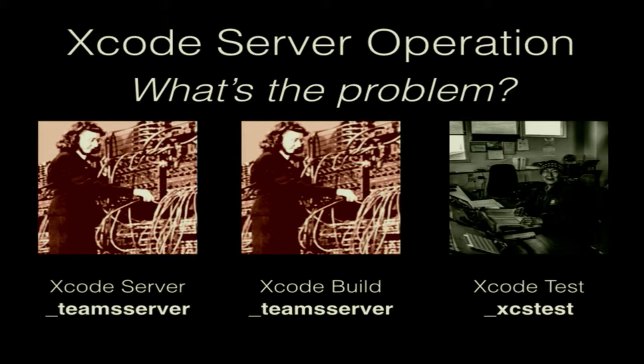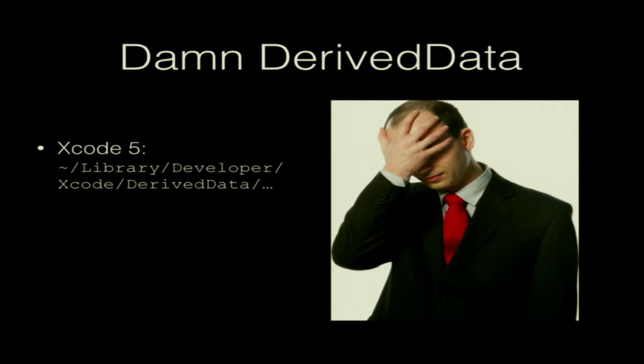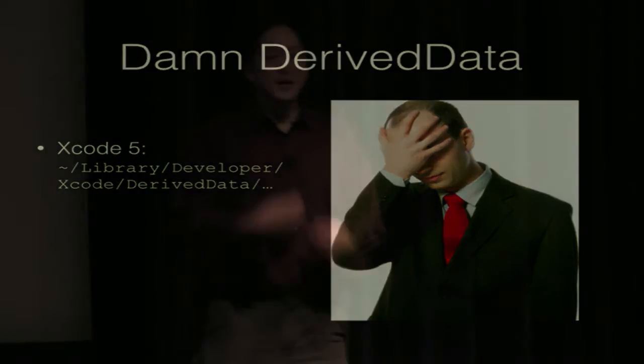The problem is when you actually run the test in the application, it runs under user XCS test, right? So you've got everything being checked out and built under one user, but the actual test being executed by another user. So again, what's the problem? It's derived data again, right? In Xcode 5, on your desktop, all the object files go into derived data under your home directory. You do everything as you. You check them out, you build them, you test them, you're you. You own all these files.